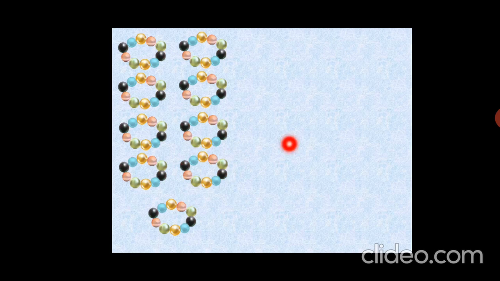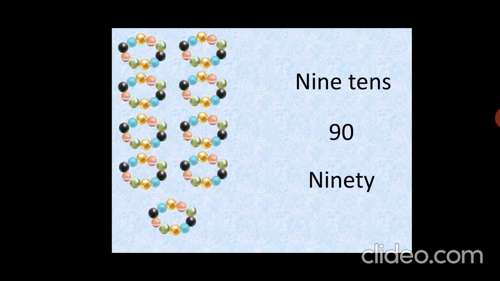So total we have 9 sets of 10s. 9 sets of 10s means 9 tens. 9 tens means 90. What is the spelling of 90? N-I-N-E-T-Y, 90.